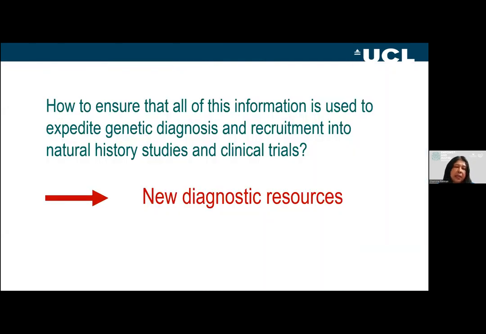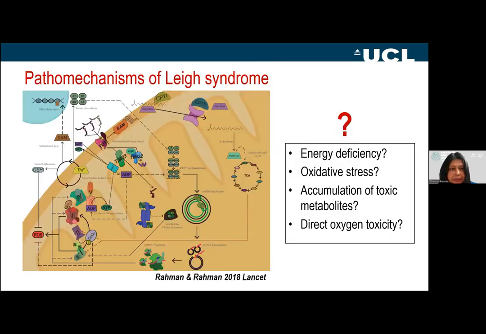So we've been working in more recent years to ensure that all of the information I presented to you so far is used to expedite genetic diagnosis for patients. And this in turn will help recruitment into natural history studies and clinical trials. And you will have seen from Dr. Gray's presentation how important natural history studies can be to facilitate the clinical trials themselves. So I'm going to show you some of these diagnostic resources that we've been developing.